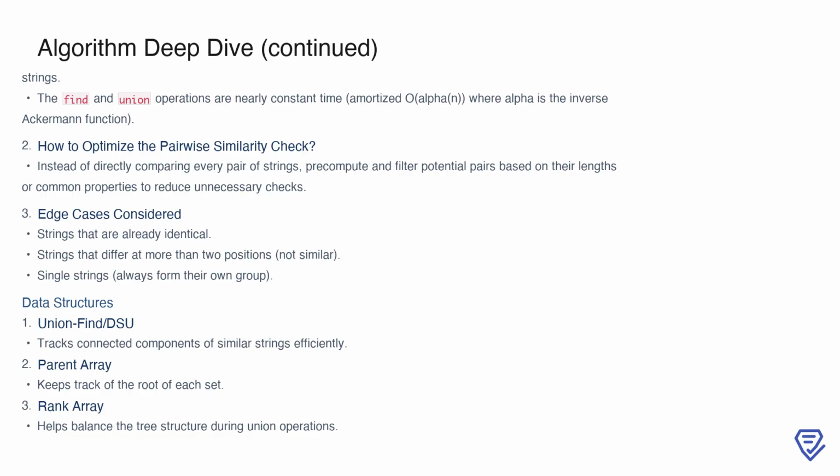The main data structures we rely on are the union find, or disjoint set union structure, the parent array to track the root of each set, and the rank array to manage the balance of the tree during union operations.